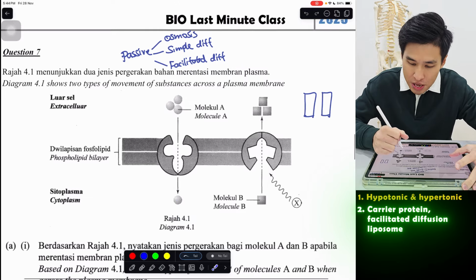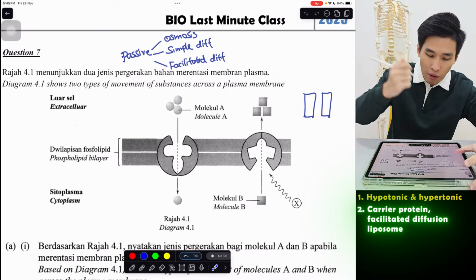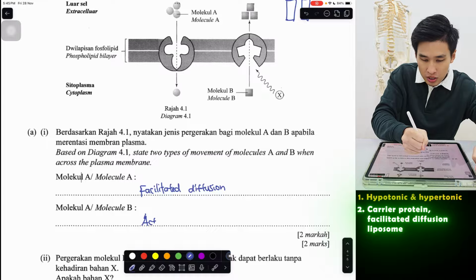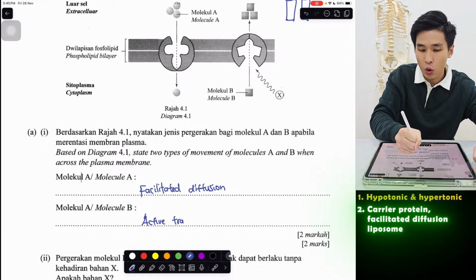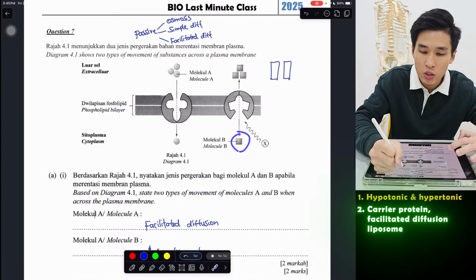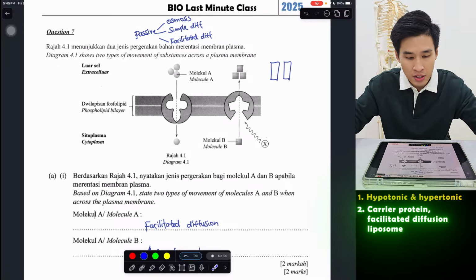And then for B, you can see it's low to high. It's going against the concentration gradient. So obviously, that will be active transport. So remember, active is like you are going up the mountain. Low to high, you need energy. Energy is active. Understand?